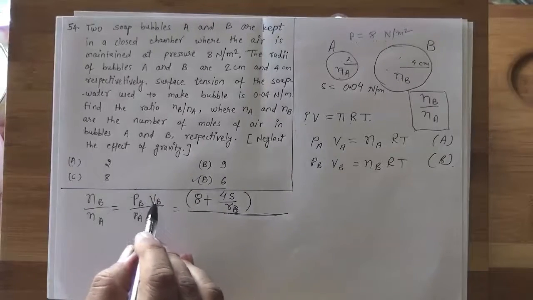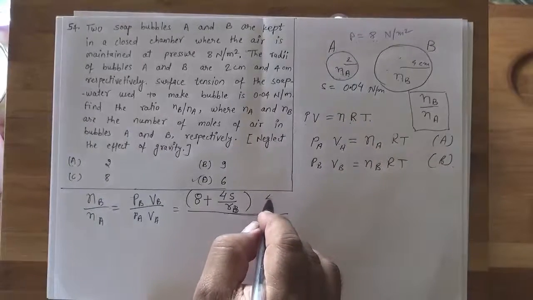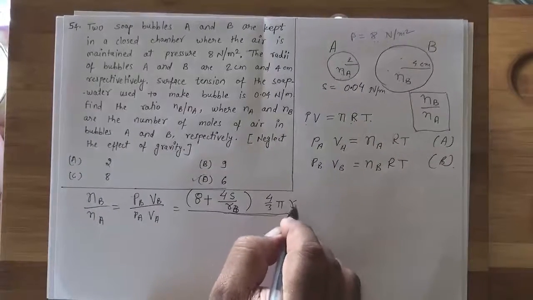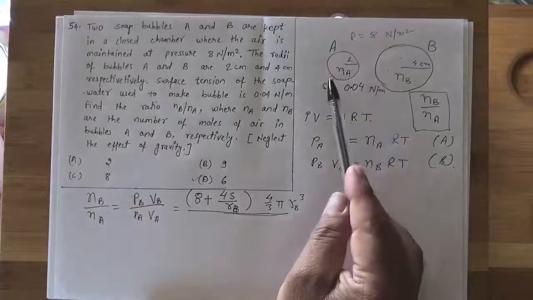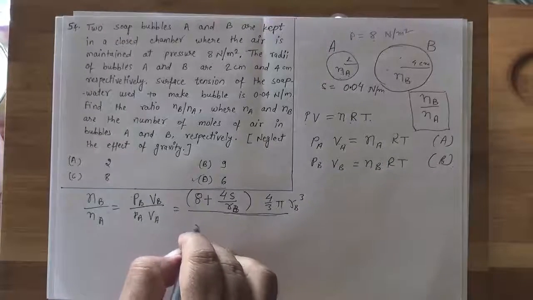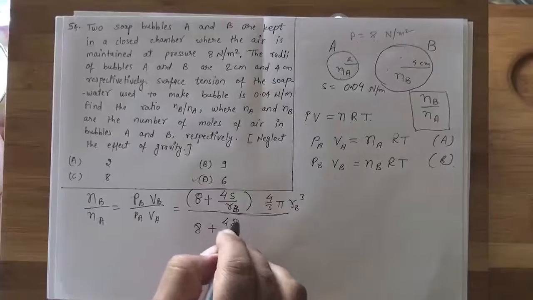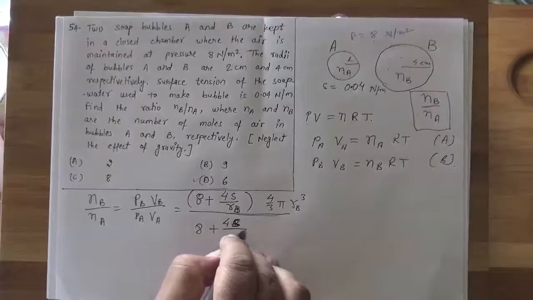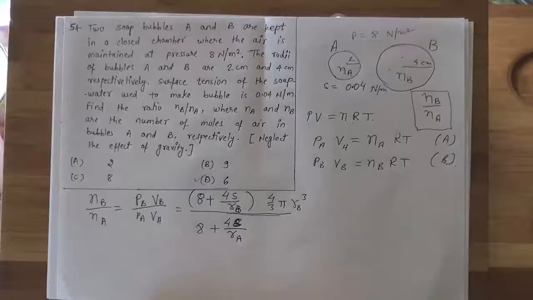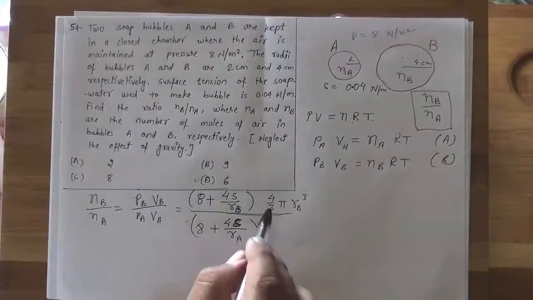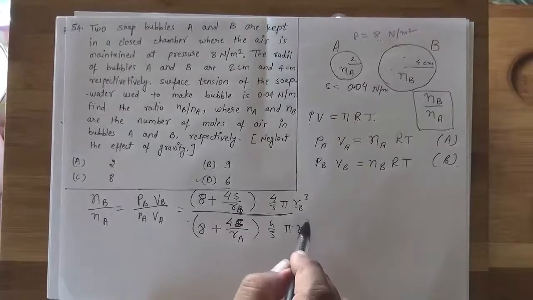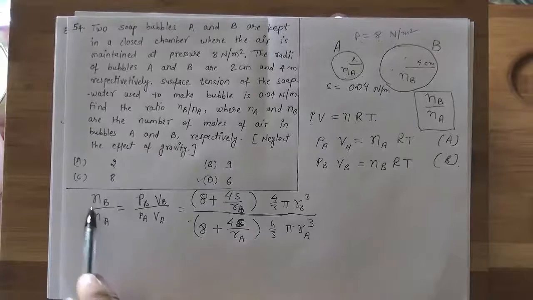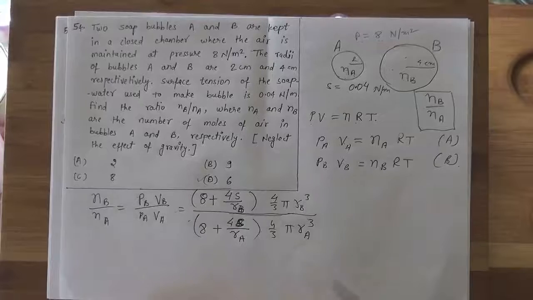Now V_B, the volume of this, is of course 4 upon 3 pi radius of B cube. This is to be divided by pressure A, so I will write it 8 plus 4S upon radius of A, into volume 4 upon 3 pi r_A cube. This is N_B upon N_A. Now if we solve this, we get the answer.